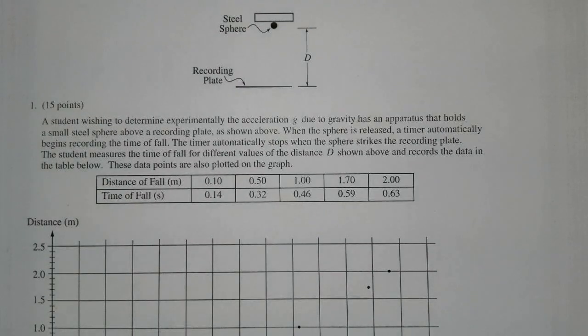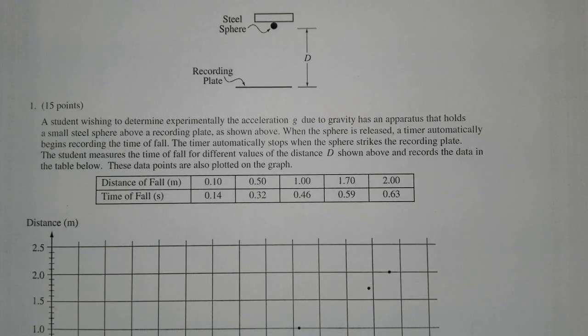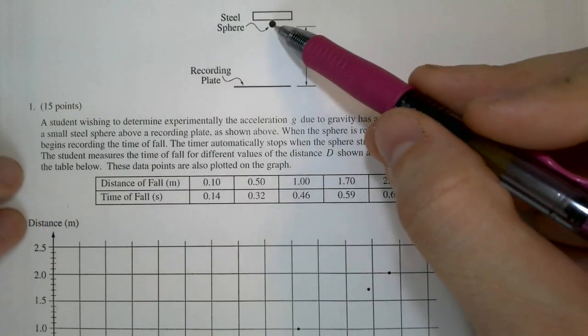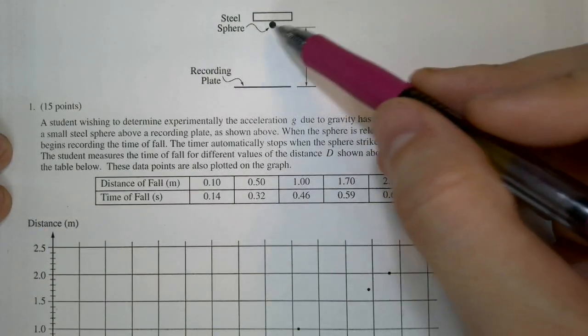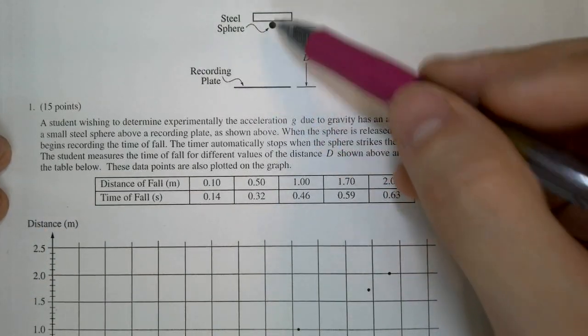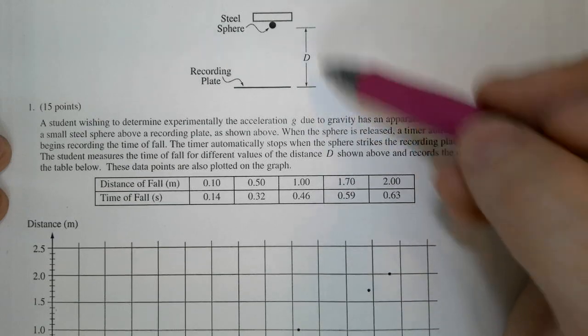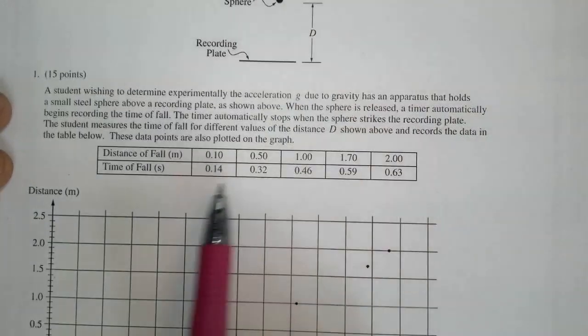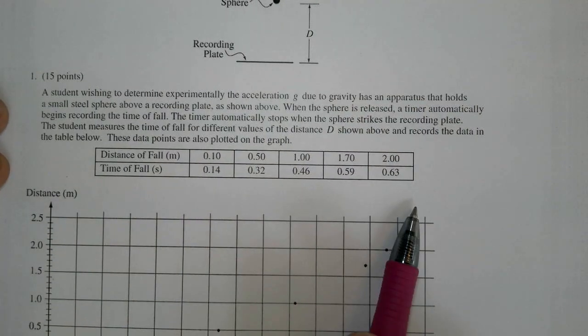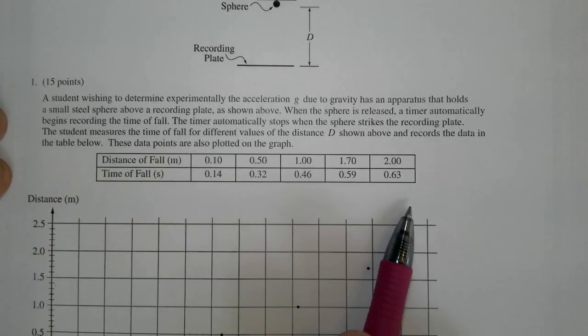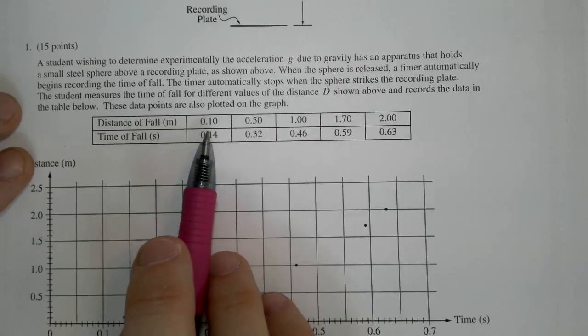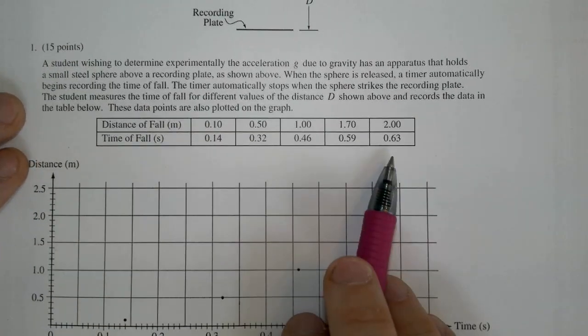Today we are going to be doing another linearization problem, but this one's going to be for kinematics. And let's get into it. So what's happening here is we have a steel sphere that is being dropped. And we know the distance that it is dropped from, and we have recorded the time that it took to fall. And if we look here, as we increase the distance, it takes longer to fall.